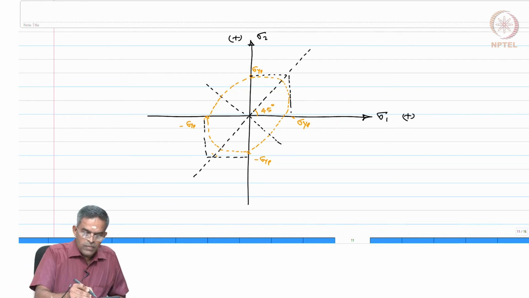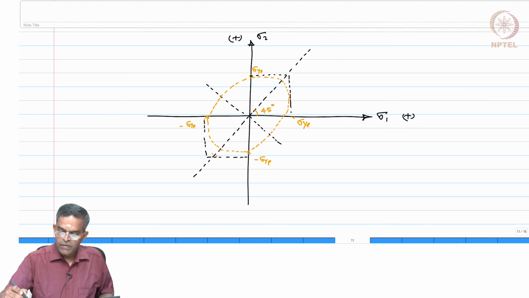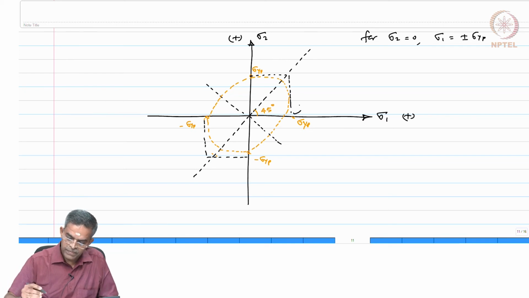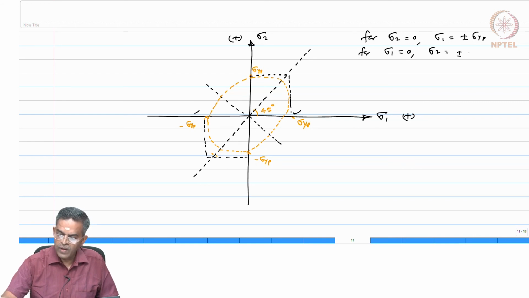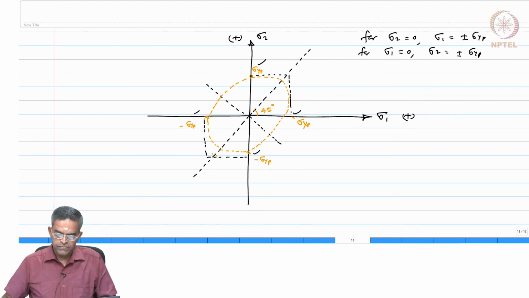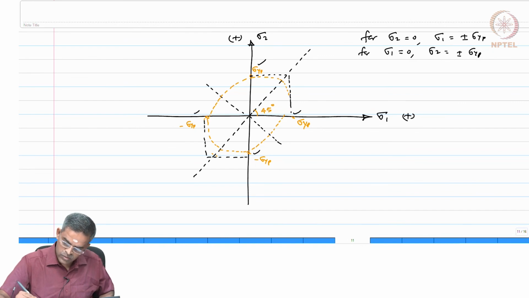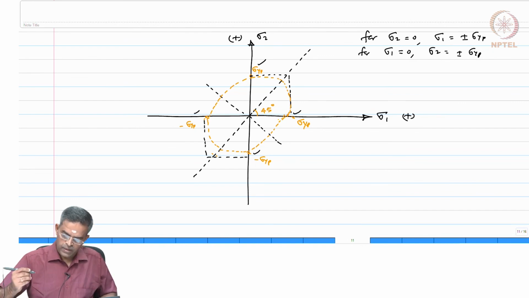Now, let us do some calculations. For sigma 2 equals 0, we know sigma 1 is plus or minus sigma yp, which is indicated here. For sigma 1 equals 0, sigma 2 will be plus or minus sigma yp, which is indicated here. So, the curve has to pass through these 4 points. Okay, the curve has to pass through this point. Let us say we will draw the curve passing through this point.